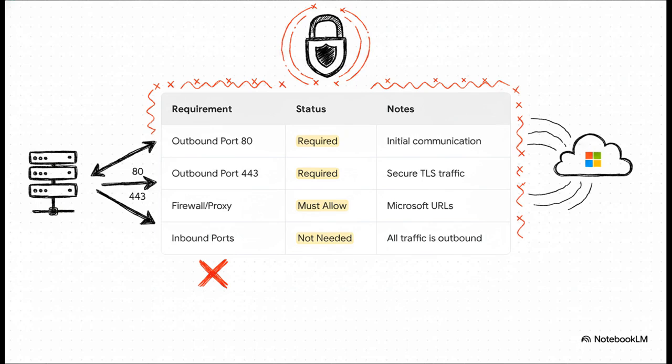And what's really cool here is how simple this is. Look at this checklist. It's all outbound. You don't have to poke any scary holes in your firewall coming in, which is great for security. All the traffic starts from your connector and goes out. But, and this is a big but, if you don't have ports 80 and 443 open for that outbound traffic to the right Microsoft URLs, you're dead in the water. Nothing else is going to work.